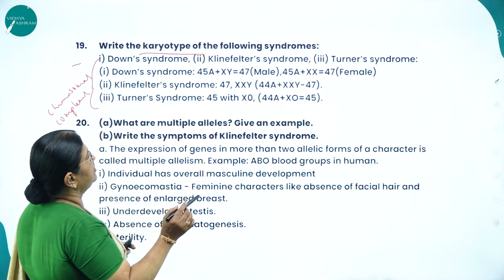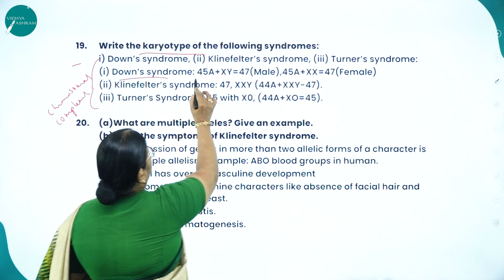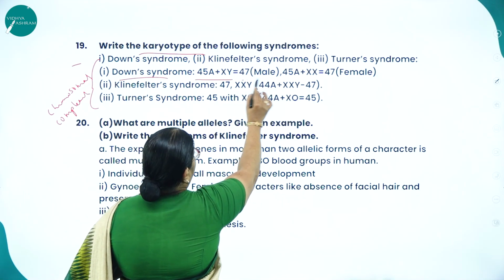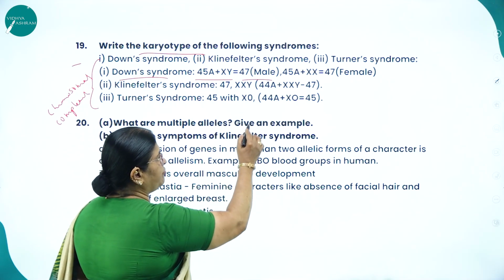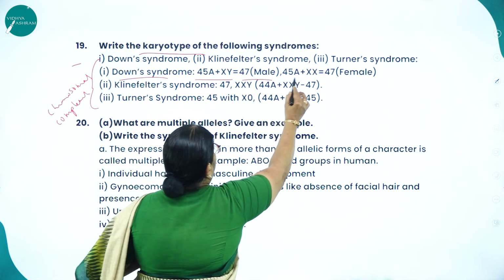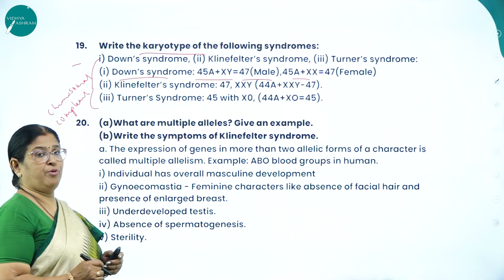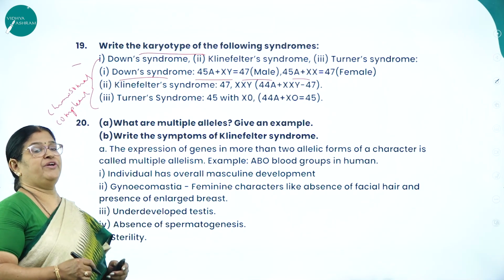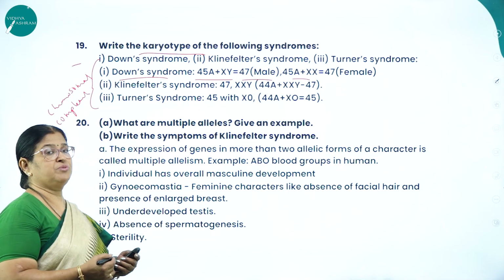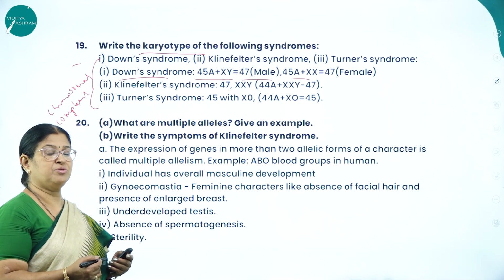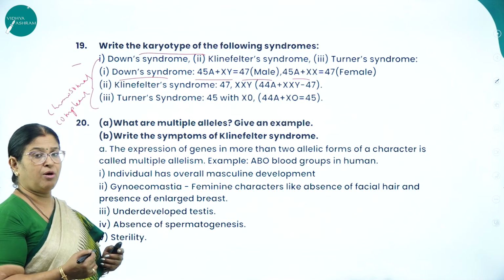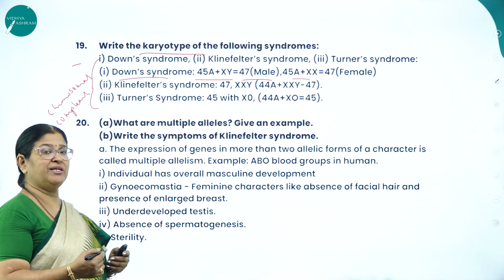So Down syndrome, how do you write? The chromosome 45A plus XY, that is male. In case of female, 45A plus XX. This chromosomal complement is very, very important from the examination point of view. So when you are explaining the syndromes, particularly the chromosomal syndromes, you need to write the chromosomal complement, which gives you the clarity about that syndrome.